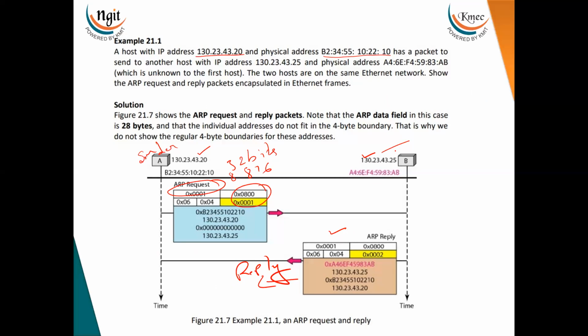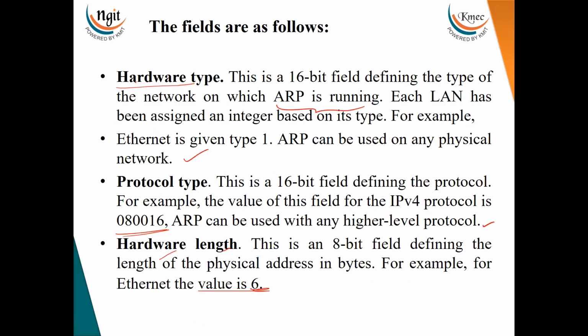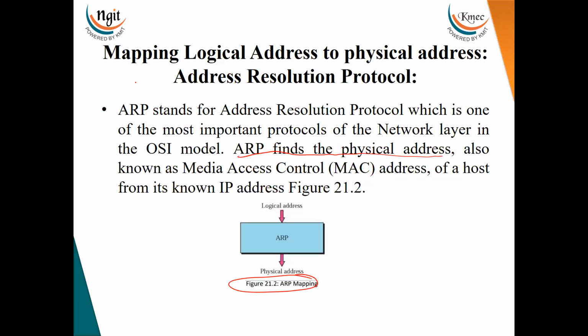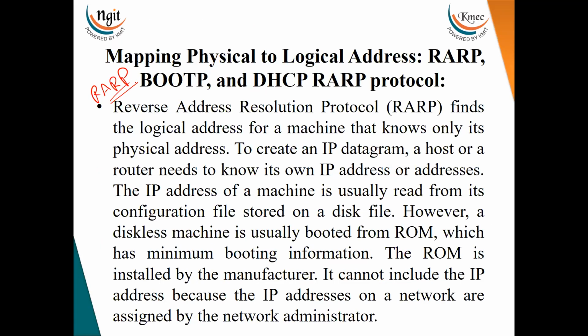Now we are done with ARP. Next we'll see what is meant by RARP, the Reverse Address Resolution Protocol, which maps physical to logical addresses. Converting a logical address to a physical address is known as ARP, and converting a physical address to a logical address is known as RARP. It finds the logical address for a machine that knows its physical address.